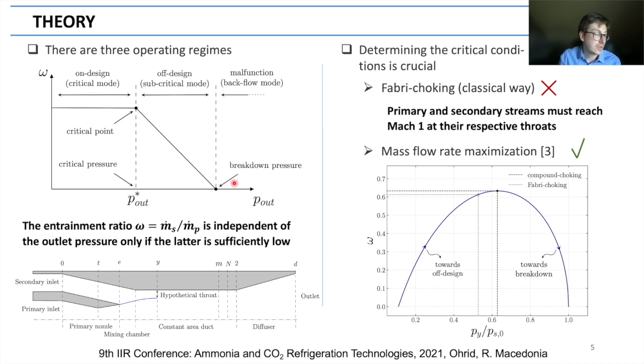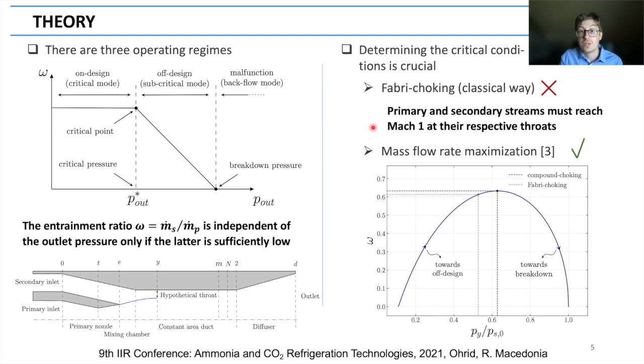Another important thing to note is that when we are analyzing and predicting ejector performance, determining the critical condition is actually crucial. And the classical way of doing so, which is also referred to as using the Fabry choking criterion, is to impose that primary and secondary streams must reach Mach 1 at their respective throats.